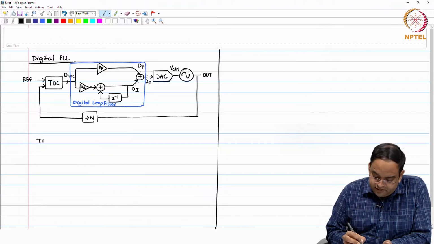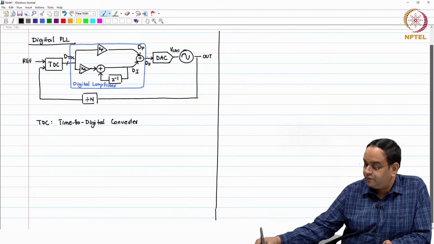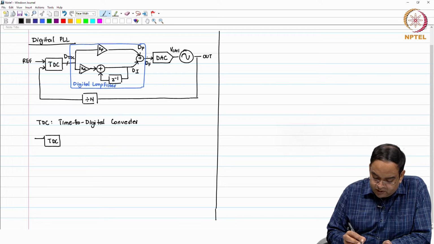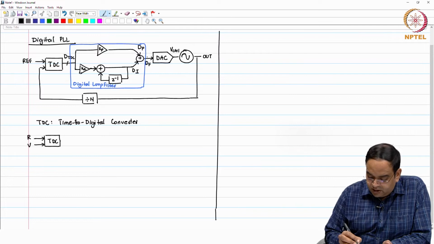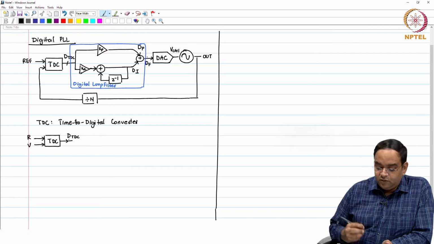So here TDC is time to digital converter, and how it works, let us look at it. The block TDC has two inputs, the reference and the feedback, and the output is a control word or a digital word which is dTDC. When we say it is a digital word, it is like an X bit word.